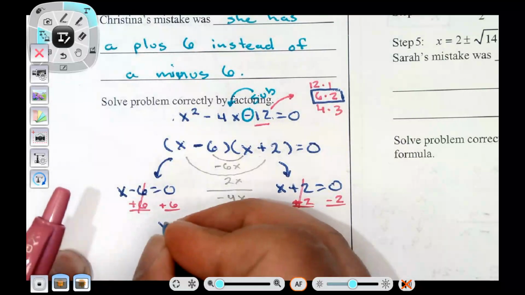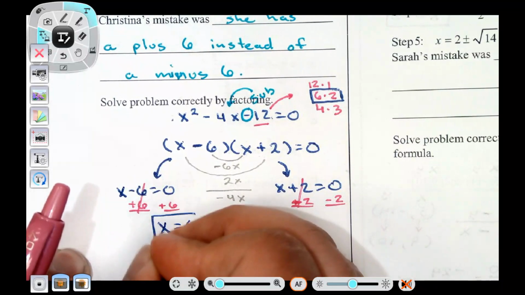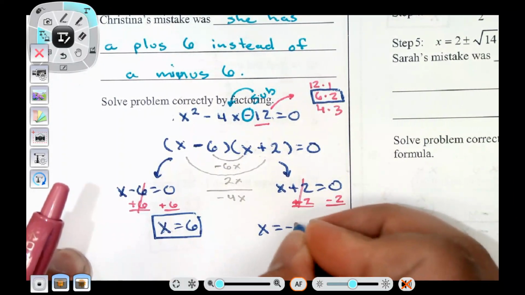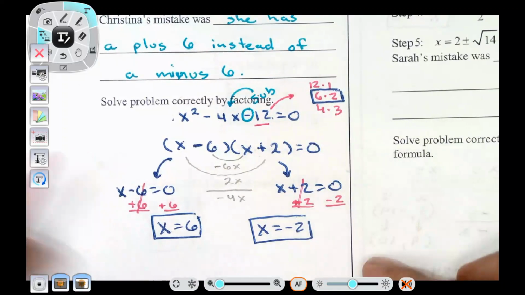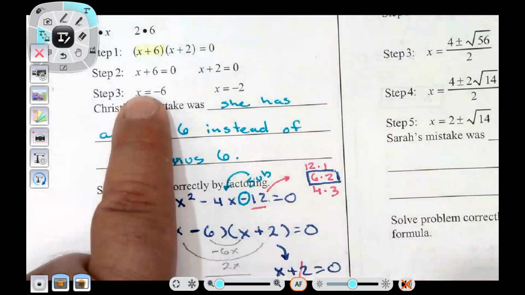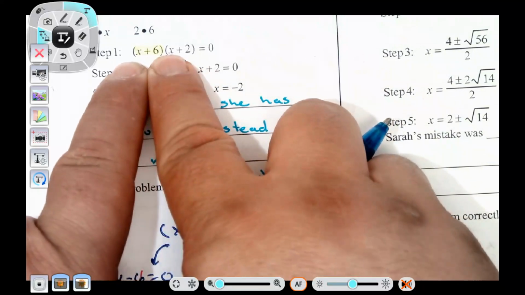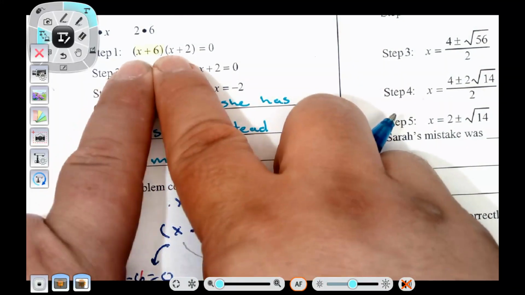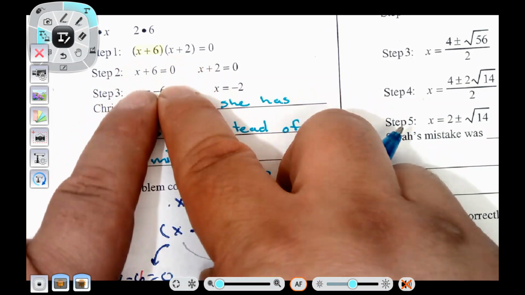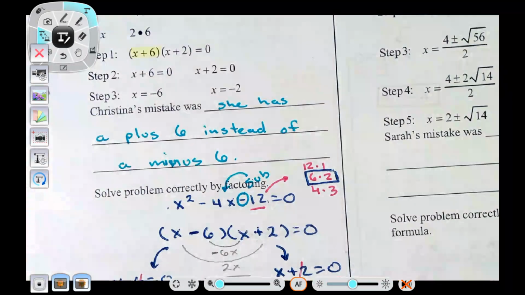And we have our answer, x equals 6 and x equals negative 2. And of course, if you look at Christina's work, you're going to say, oh yeah, she also got the answer wrong. Well, of course, but the mistake was here, step number 1. That's where the mistake happened.